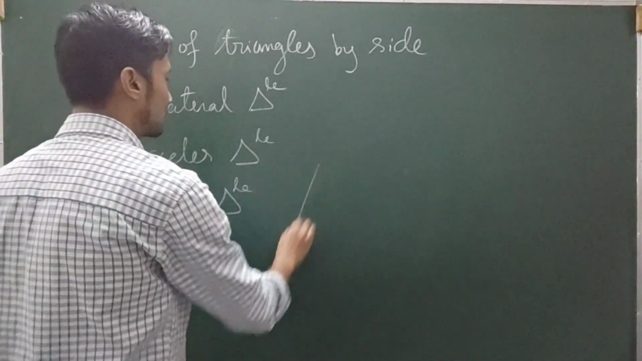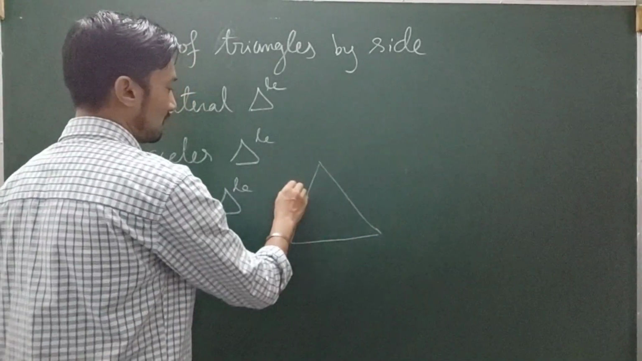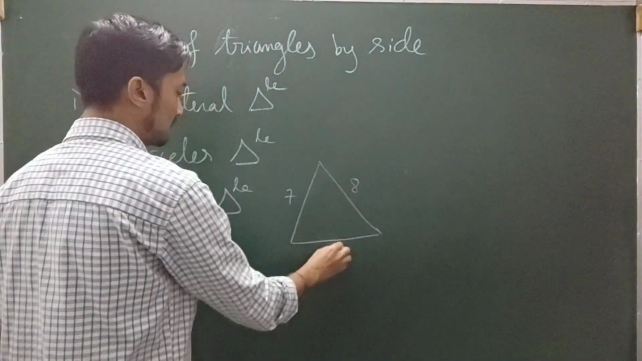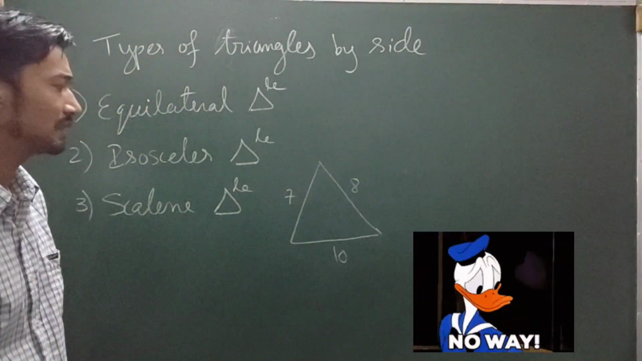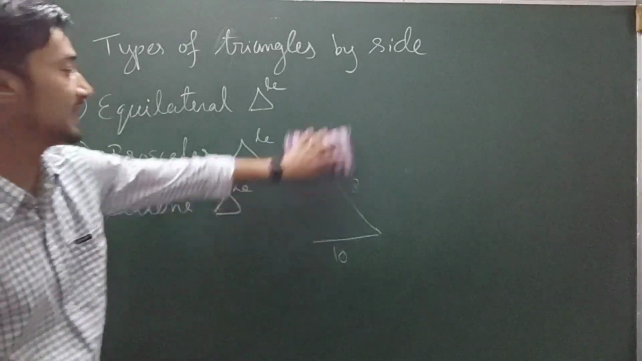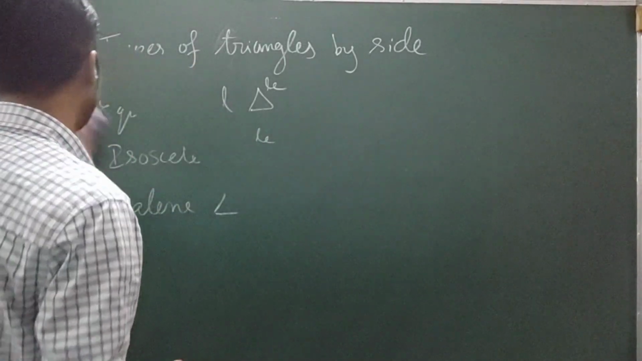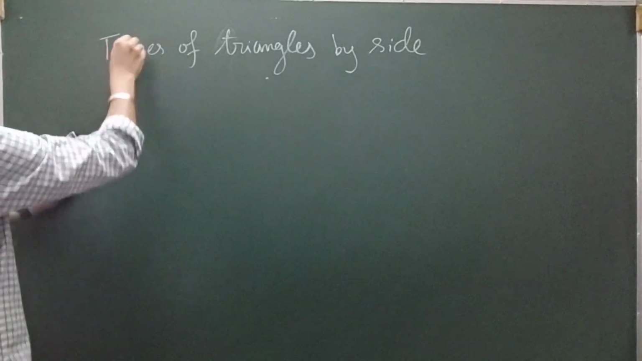isosceles triangle. And the last one is scalene, where none of the sides are alike at all. One is 7, one is very far away, 8, one is very far away, and they don't like each other at all. 7 centimeter, 8 centimeter, 10 centimeter. All the sides are very different. That's called a scalene triangle. Scalene.